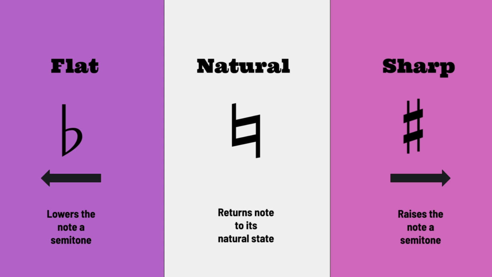The first one pictured here is a flat. A flat lowers a note by 1 semitone or 1 key to the left. Next, we have the natural sign, which cancels a sharp or flat and returns the note to its original form. And finally, we have a sharp. This accidental raises a note by 1 semitone or 1 key to the right on the piano.